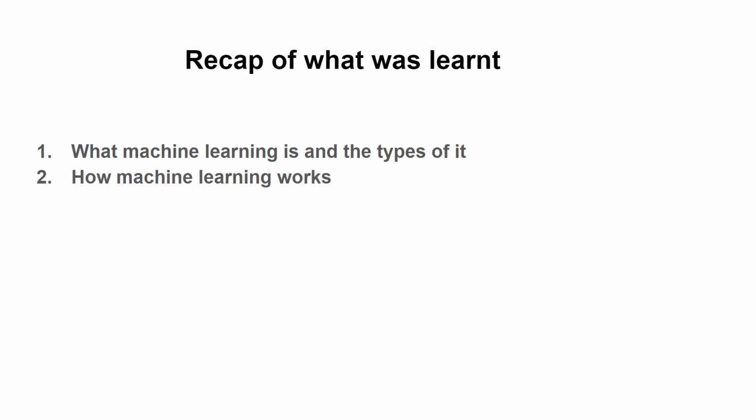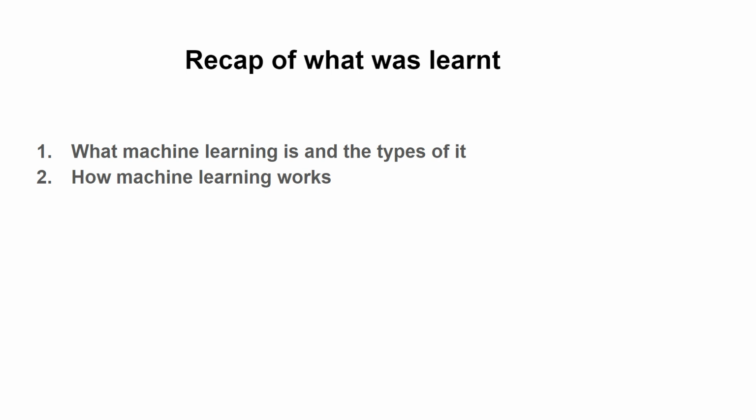Now, for a recap of what has been learnt today. What machine learning is, and machine learning is the use of data and algorithms and whatnot to teach AI in a way that's inspired by the human brain. And there's four types: supervised, unsupervised, semi supervised, and reinforcement learning. How machine learning works. And what we've learned is that machine learning works in the way by you first collect data, what you want to train your AI on.